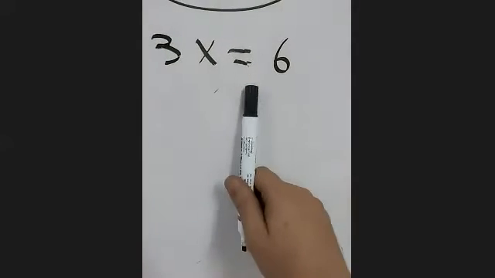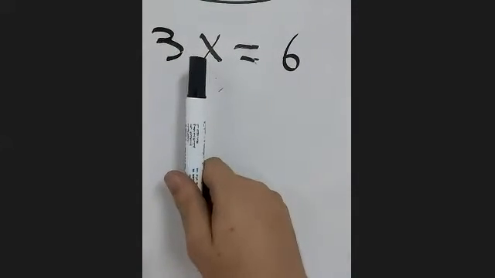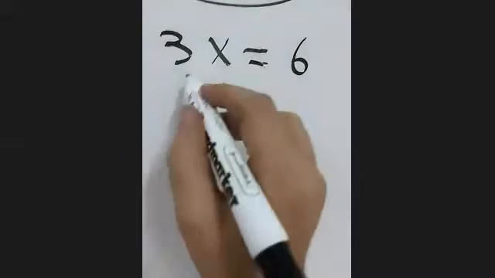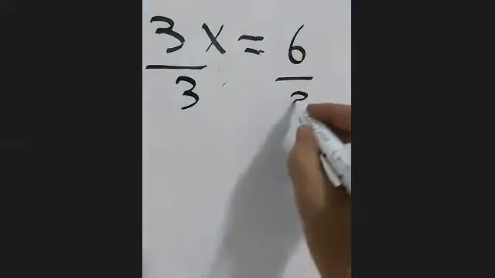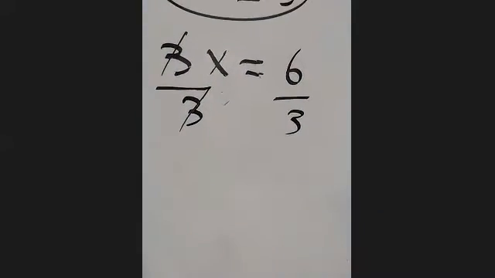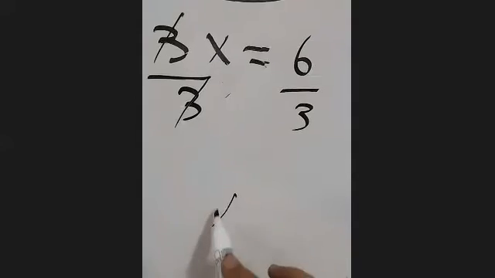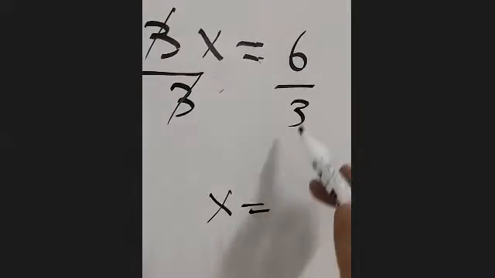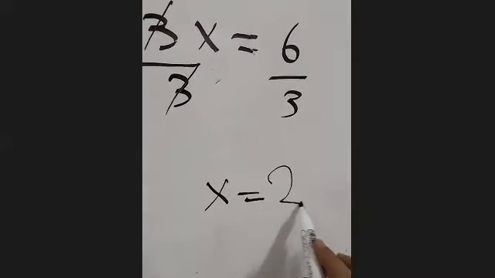For example, here, 3x equals 6. The number which is multiplied with x is 3. So I divide by 3 on both sides, and cross the 3s together. Still x here equals 6 divided by 3, which is 2.